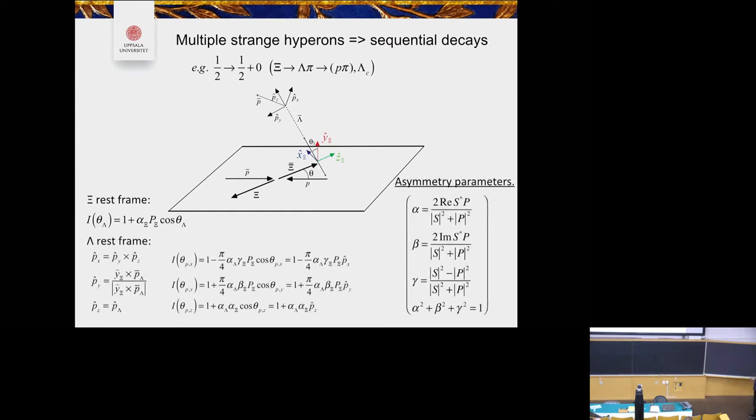And I will not bother you with the coordinate system. The point I want to make is that in this system, you're not only sensitive to the alpha parameter, but you're also sensitive to what's called beta and gamma. And these asymmetry parameters come from the interference of the S and P waves of the hyperon decay. So alpha is given by the real part of the SP interference. Beta is given by the imaginary part of the SP interference. And why this is interesting is because these are observables you want to study to search for CP violation. And beta is expected to be much more sensitive to CP violation than alpha.